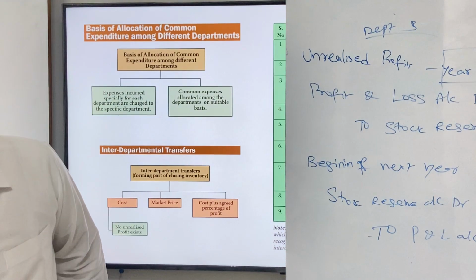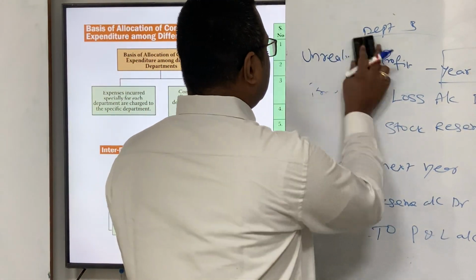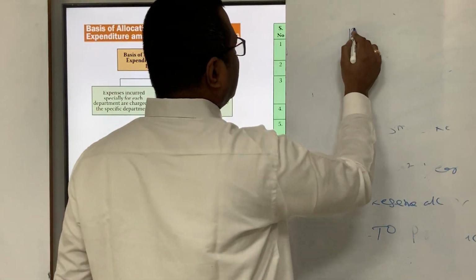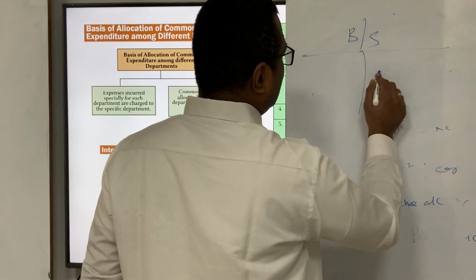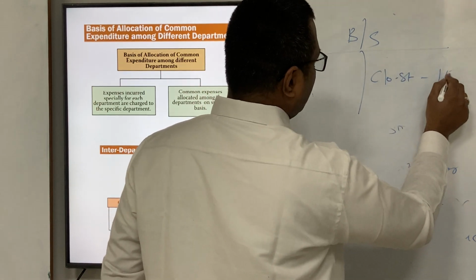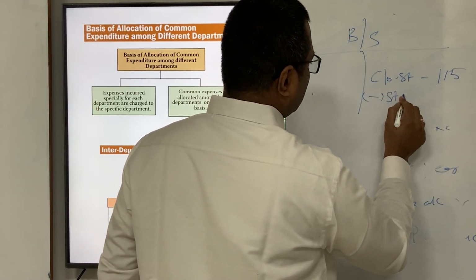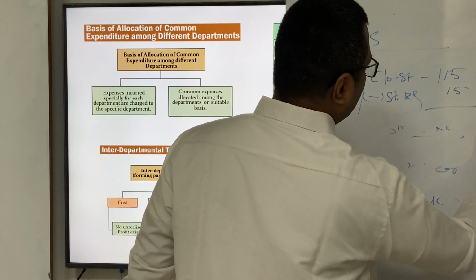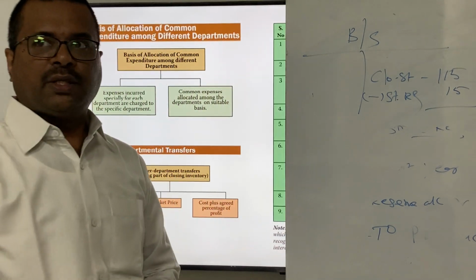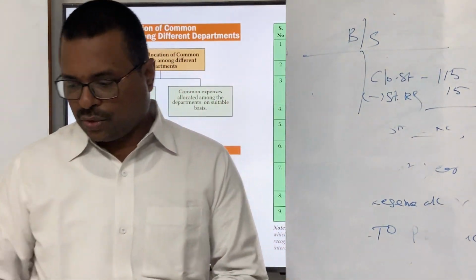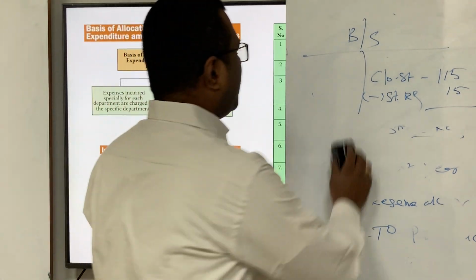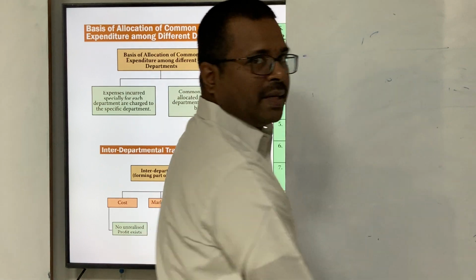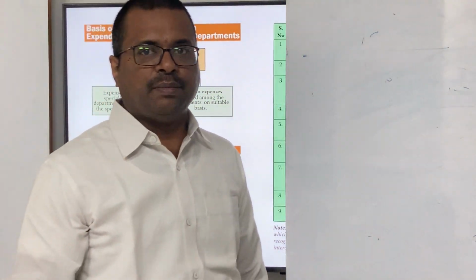Now let us see how this is disclosed in the balance sheet at the year end. In the balance sheet, it has to be shown as closing stock 115 less stock reserve, which is a credit balance, 15 rupees, and in the outer column 100 rupees. This is the way it has to be disclosed in the balance sheet. So the important point you have to note here is how to arrive at the stock reserve. See, all the things are journal entries. It is very simple.